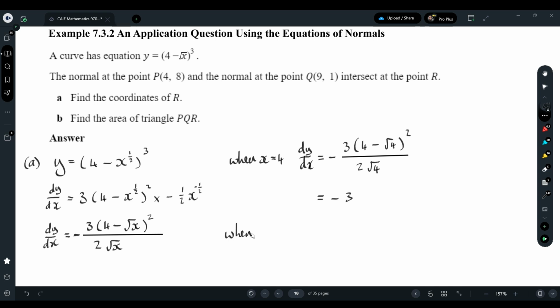Let's also work out what the gradient will be at point Q, when x is equal to 9. There we would follow the same process, except this time we would substitute the x-coordinate of 9 into our differential.